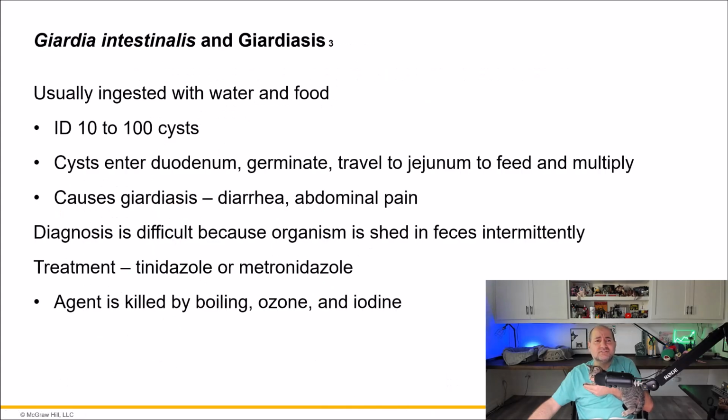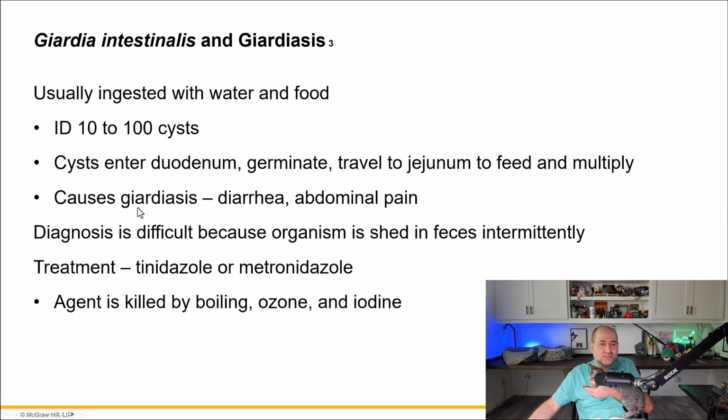And how do you get giardiasis? How do you pick up this Giardia? Usually it's ingested with water or food. The infectious dose is 10 to 100 cysts. That's the number of cysts you have to ingest to get the infection. The cysts enter the duodenum, germinate, and then go to the jejunum to feed and multiply.